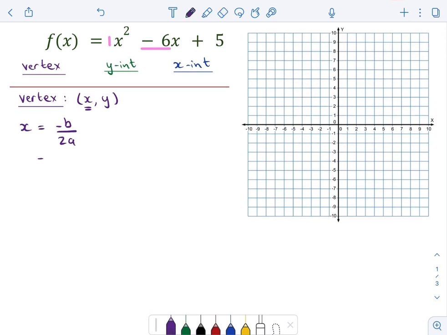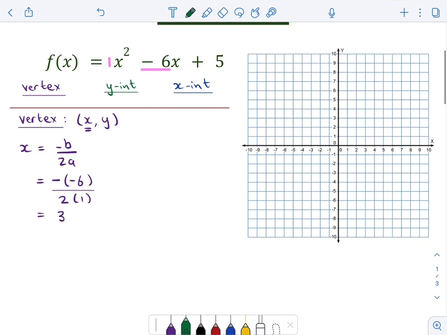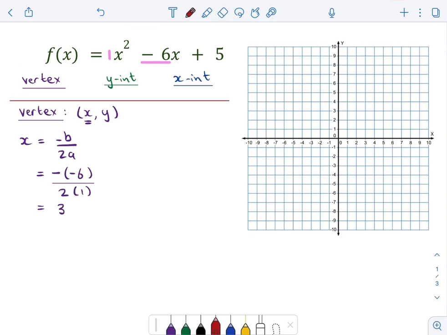So by inputting the values, b is a negative 6, so whenever I substitute, I put it in brackets, divided by 2 times a, which is 1. And in this case, I get out the value of 3. 3 is the x value of the vertex. And now I need to find its matching y value. And because I have a function, every x value has a y value. And how do we do that? We substitute that back into the function.